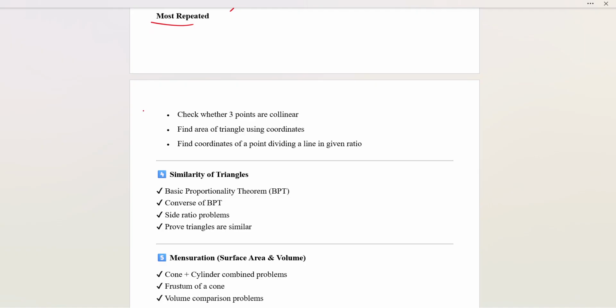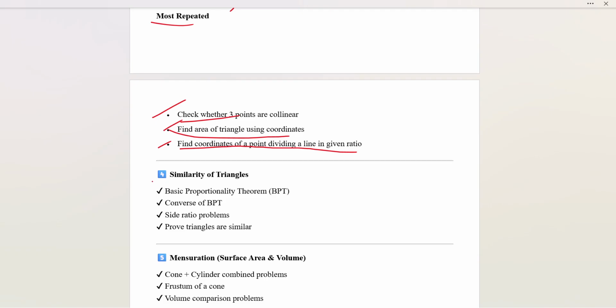First is to check whether 3 points are collinear. They give you 3 points and ask whether the points are collinear or not. You check it, then mention the result in the last line of the answer. Next is finding the area of a triangle using coordinates, and finding the coordinates of a point dividing a line in a given ratio. Those are the most repeated questions from this chapter. So prepare for that topic.